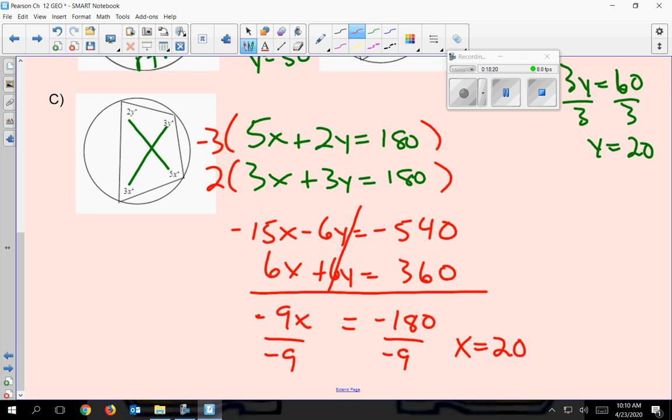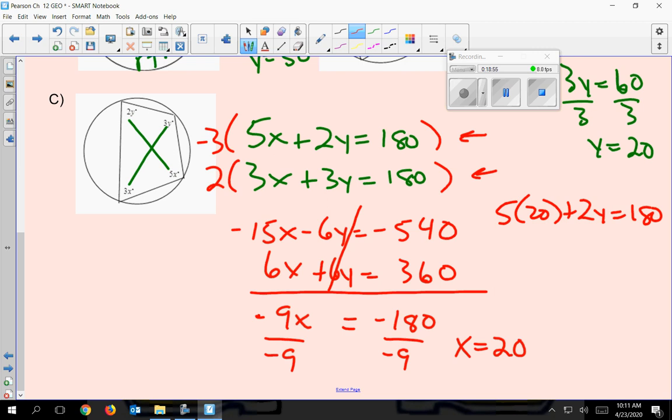Okay? Now remember, with systems too, though, I got 2 different variables. I need to solve for both of them. So I have to take this x equals 20, and I've got to go back and plug it into one of the original equations to solve it for y. Once again, you've got a choice here. You can plug it in wherever you want. It doesn't really matter. I'm just going to do it to the top. So I'm going to plug 20 in for x.